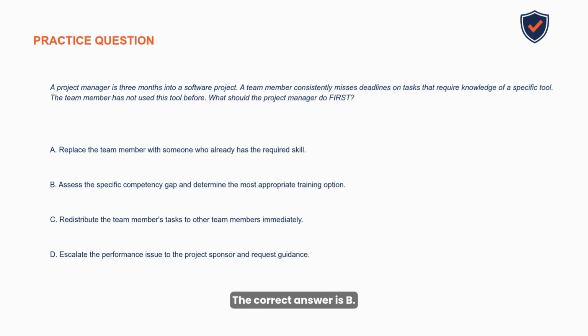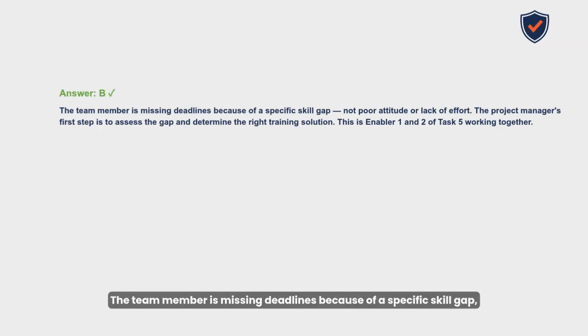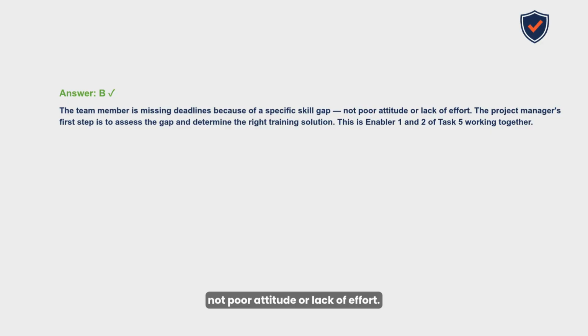The correct answer is B. The team member is missing deadlines because of a specific skill gap, not poor attitude or lack of effort. The project manager's first step is to assess the gap and determine the right training solution. This is enabler 1 and 2 of Task 5 working together.